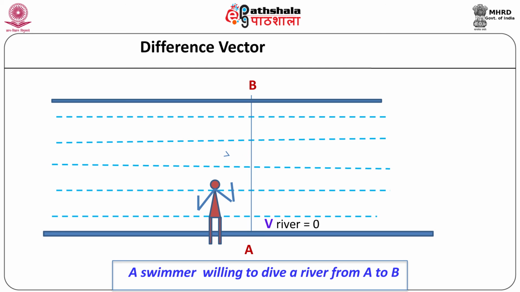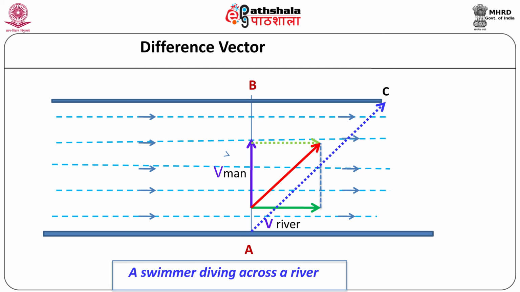But generally it is not the case. Water in the river is flowing, it must flow. In this case, the swimmer will be driven in the direction of flow of water and instead of reaching to point B, he will finally reach to point C. The resultant velocity of the swimmer can be obtained by application of law of parallelogram and is as shown by the red arrow in the diagram.